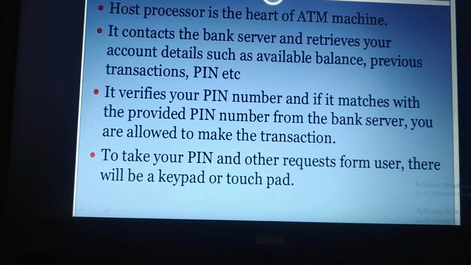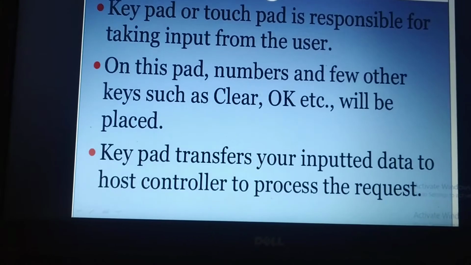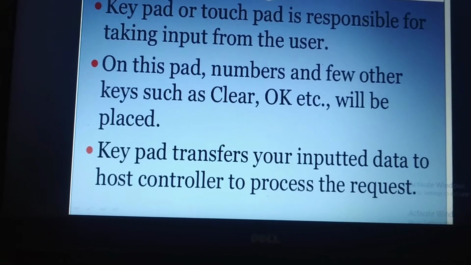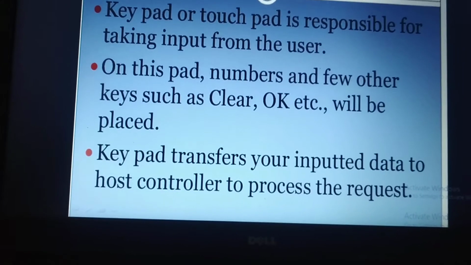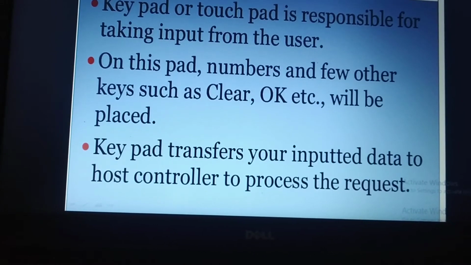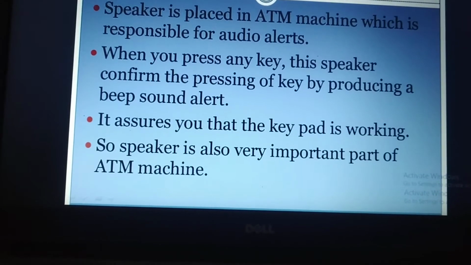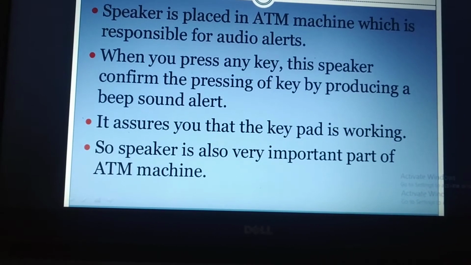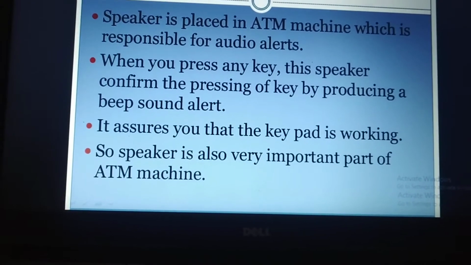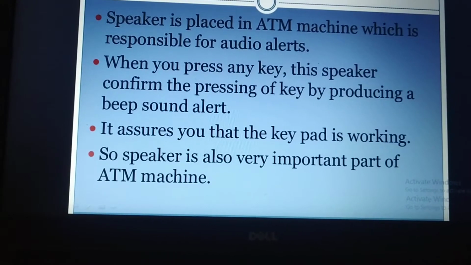To take your PIN and other requests from the user, there will be a keypad or touchpad. The keypad or touchpad is responsible for taking input from the user, and number keys and a few other keys such as clear and OK will be placed. The keypad transfers your input data to the host controller to process the request. The speaker is placed in your ATM machine and is responsible for audio alerts. It alerts you for every instruction, such as the amount will be dispensed, wait for some time, and properly insert your ATM card. These instructions are given by your speaker.